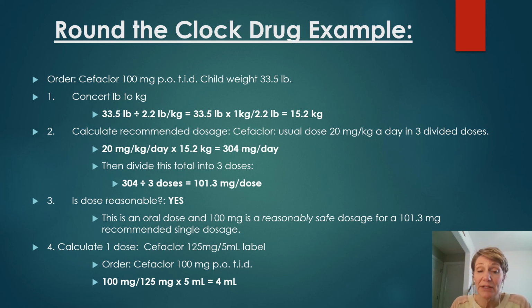To calculate one dose, cefaclor is available in 125 milligrams per 5 mL label. So now what I have to do is look at 100 milligrams PO 3 times a day, and my available solution is 125 milligrams per 5 mLs. So when I set that up over desired over have times quantity, I get 100 milligrams over 125 milligrams times 5 mLs, and that will give me an exact dose to be administered for the cefaclor of 4 mLs.